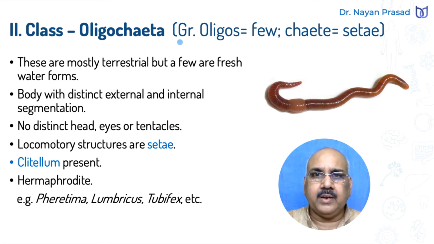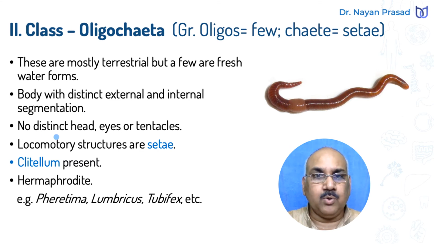Oligochaeta. In the Greek language, oligos means few, and chaetae are the setae, the locomotory structure, so they are with few setae. These are mostly terrestrial, but a few are freshwater forms. Some members are found in freshwater also. Earthworm is the typical example of Oligochaeta, and earthworm is terrestrial. Better to say subterrestrial, living below ground level. Body bears distinct external and internal segmentation. In this case also, metameric segmentation is distinct.